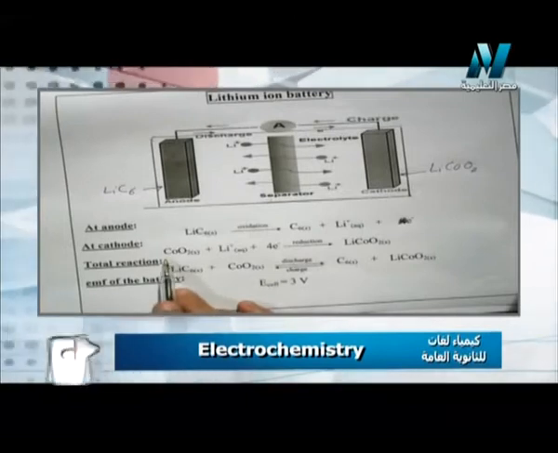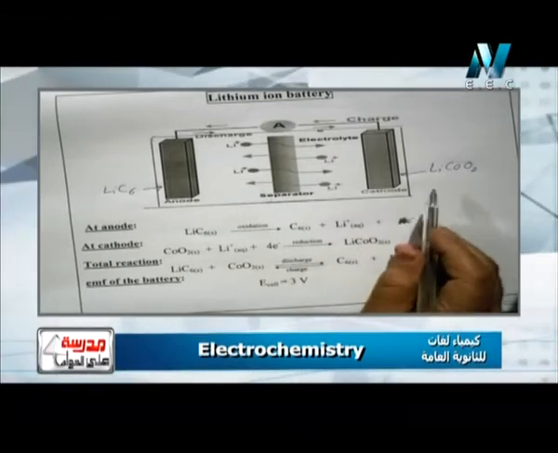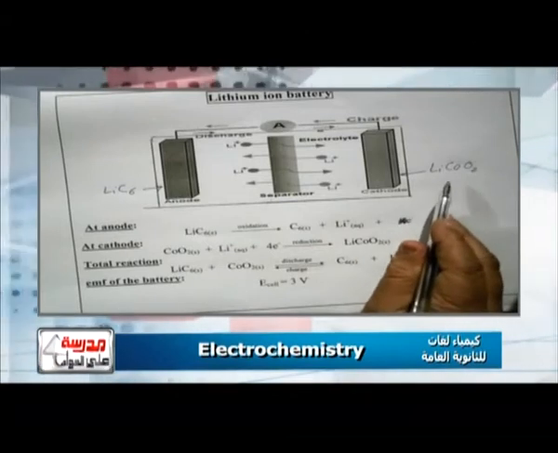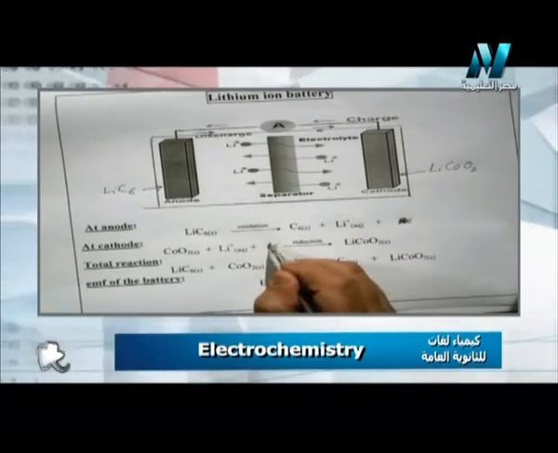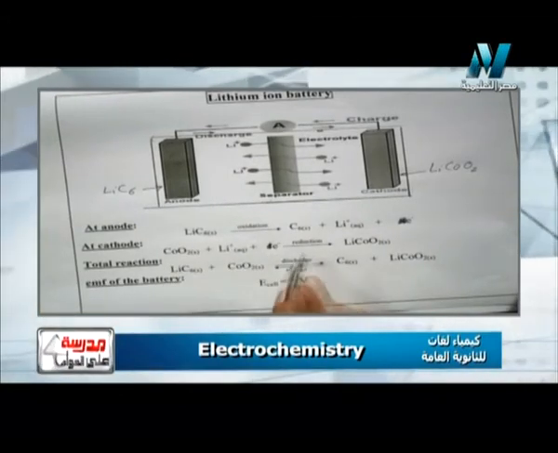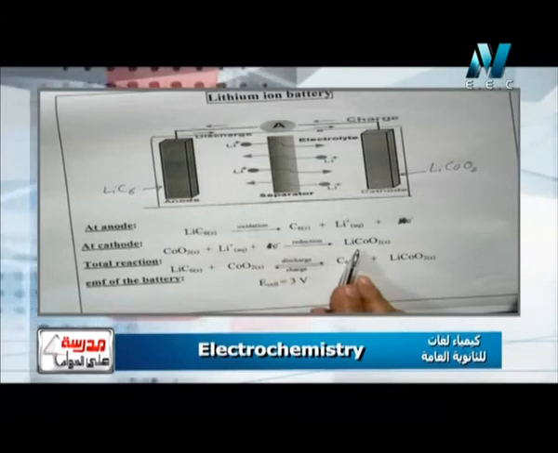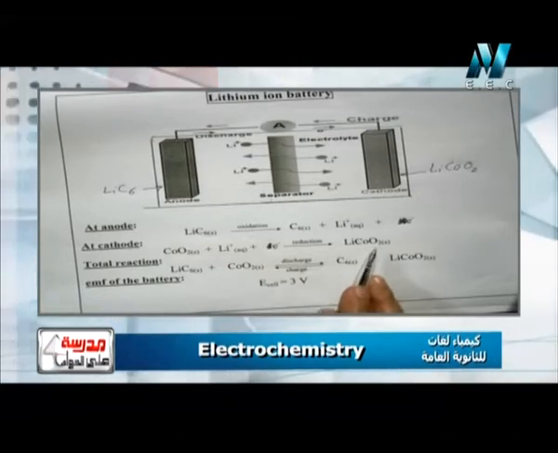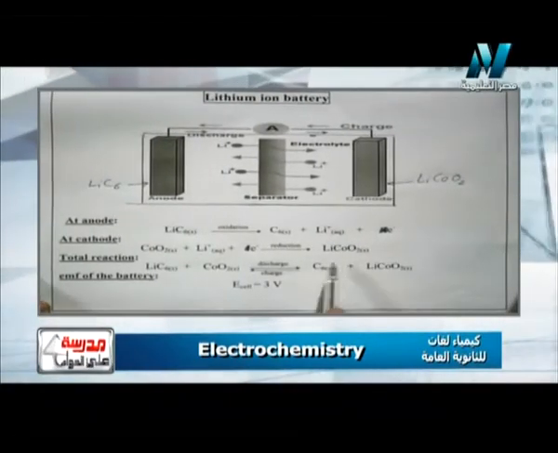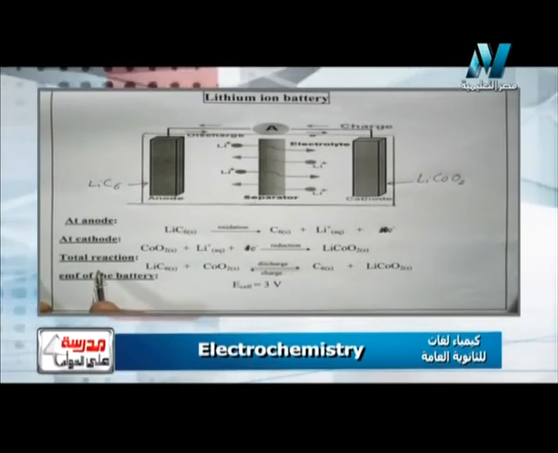And then, I said that the cathode will be CoO2. When it combines with lithium, it will be lithium cobalt oxide: CoO2 plus electron plus lithium ion. Reduction occurs, the lithium ion combines with an electron and with CoO2, cobalt oxide, to be LiCoO2. This is reduction.